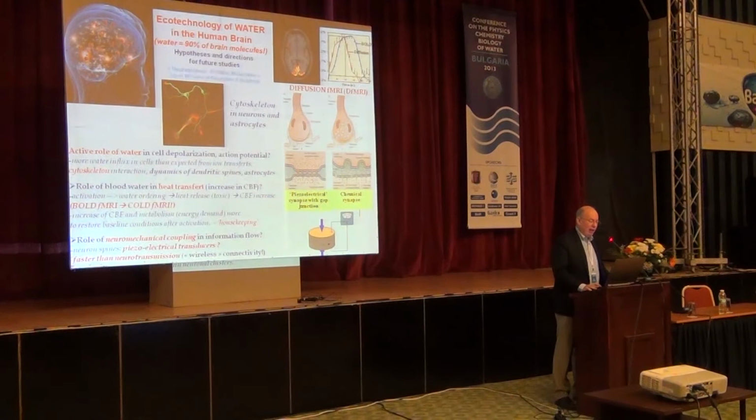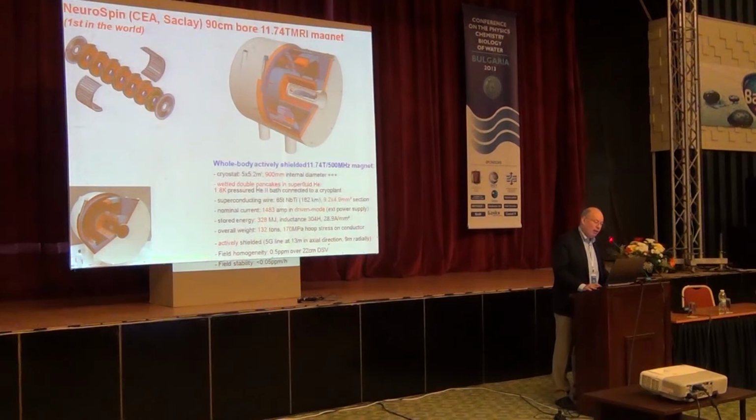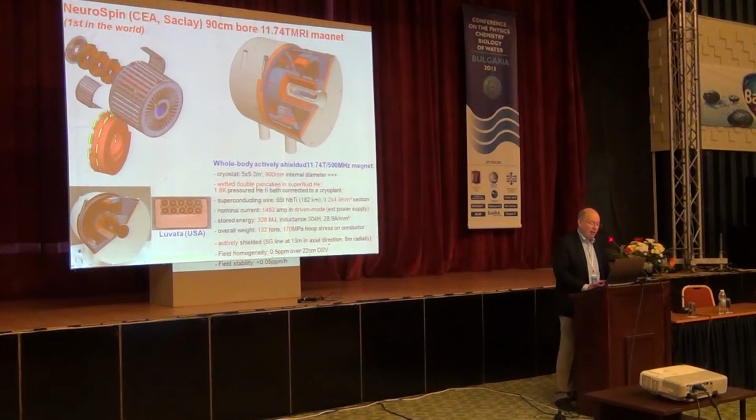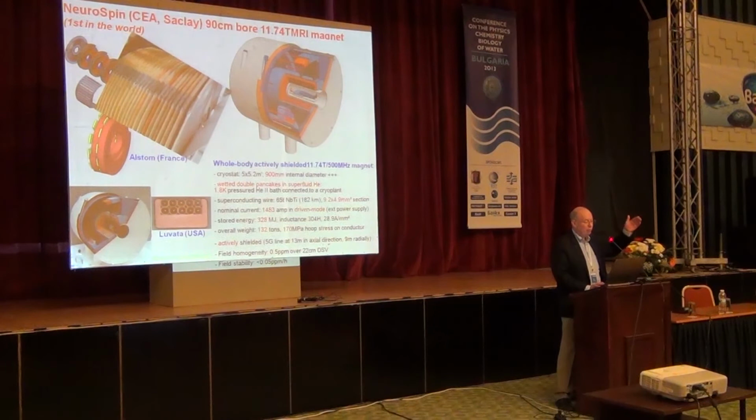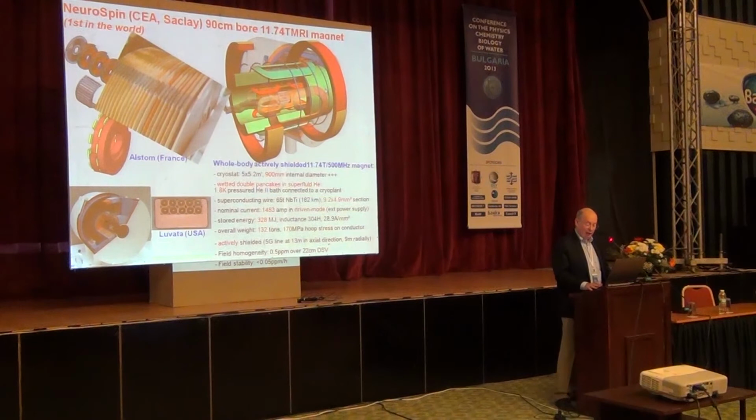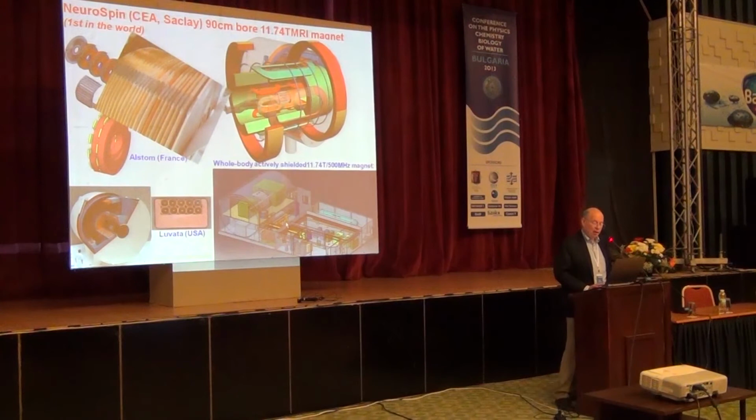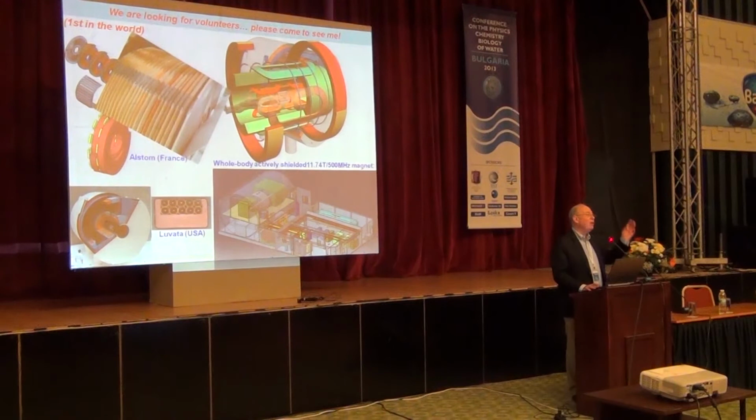Okay, and just to show you that in order to continue exploring this field, we are now getting the 11.7 tesla magnet for humans. It is the first in the world, a very powerful system. It's almost ready. It will be delivered to NeuroSpin in less than one year, hopefully. It's really a marvel of physics and technology. You see there are some pancakes which are put together. And the magnet will be very big, 5 meters in length. We have to produce the liquid helium on site to cool this magnet down to 1.8 Kelvin. It's really very important. I invite you here. That's why I showed the slides, if you are interested.